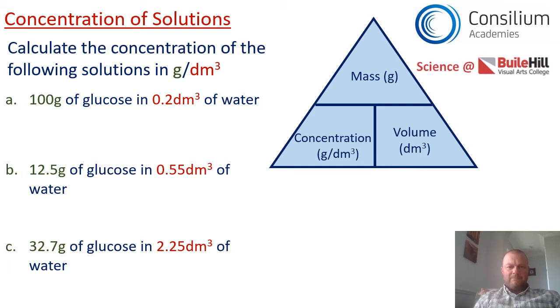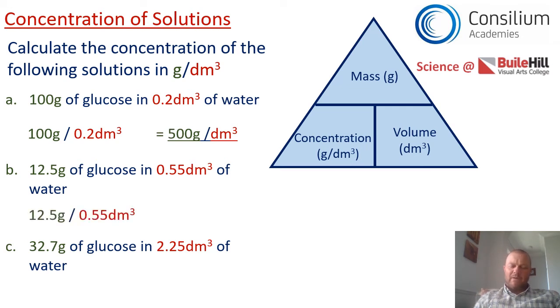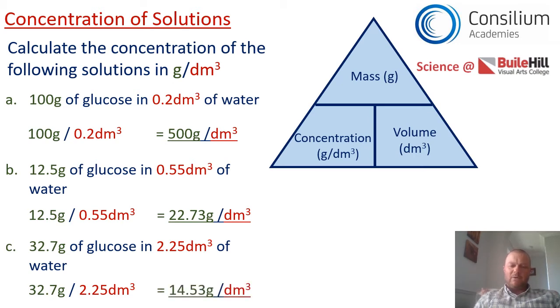Okay, the answer to the first one then, 100 grams in 0.2 decimeter cubed will be 100 divided by 0.2. The concentration will be 500 grams per decimeter cubed. The second one is 12.5 divided by 0.55, which gives a concentration of 22.73 grams per decimeter cubed. And finally, if you put 32.7 grams of glucose in 2.25 decimeter cubed of water, the concentration will be 14.53 grams per decimeter cubed. Hope you did those well.